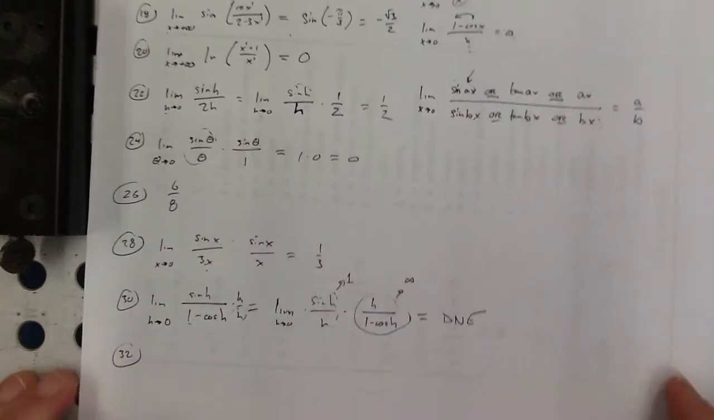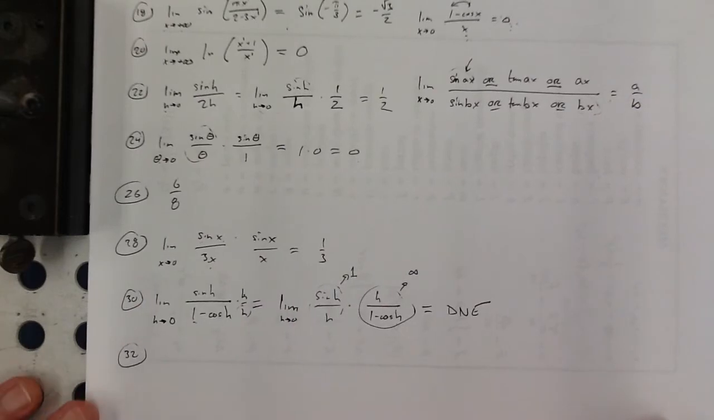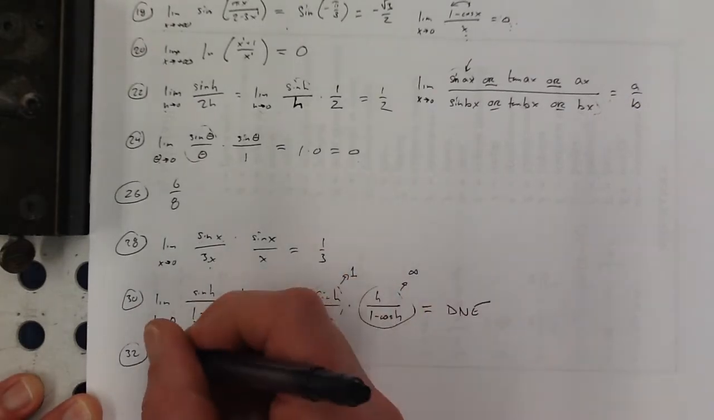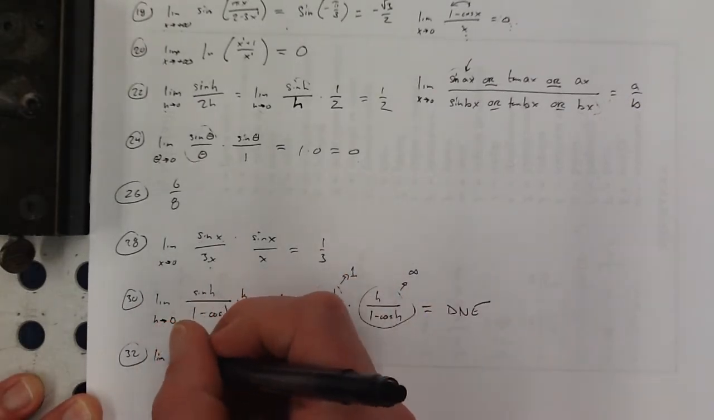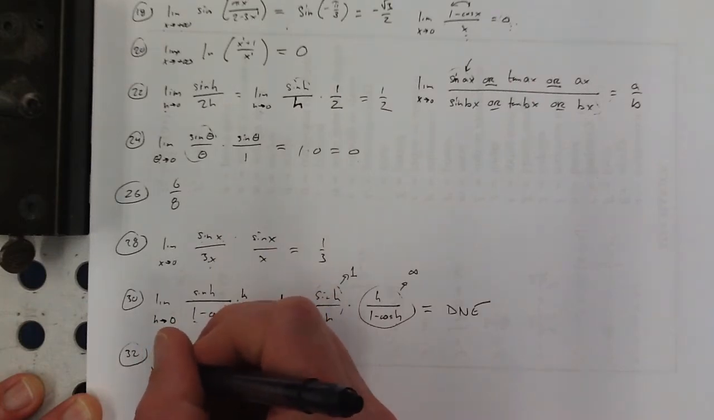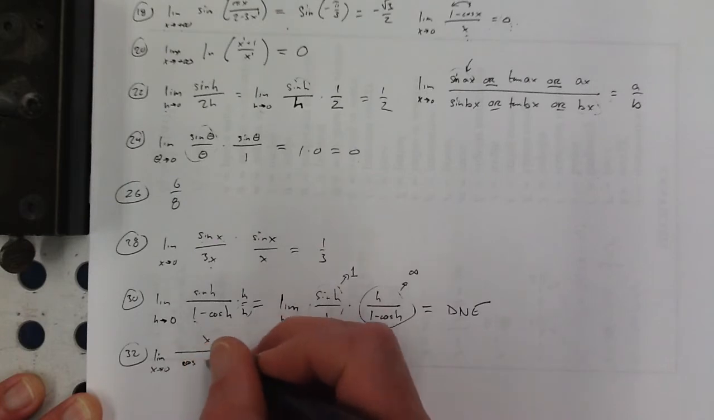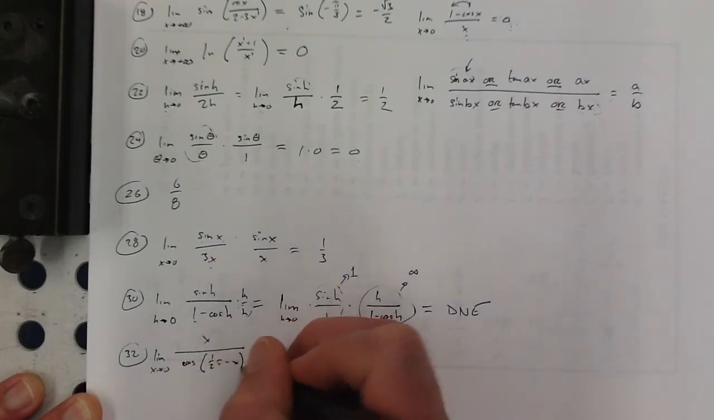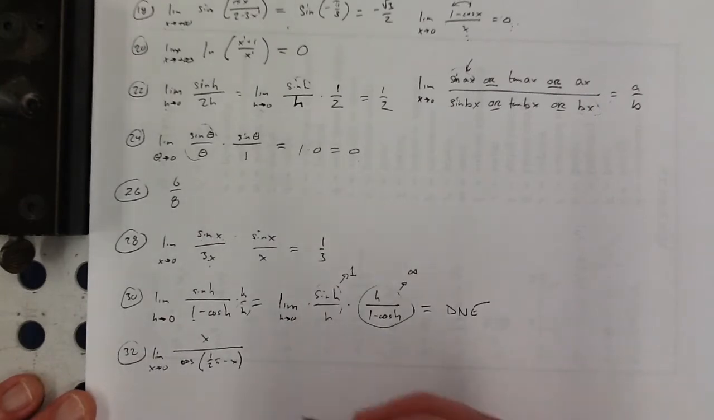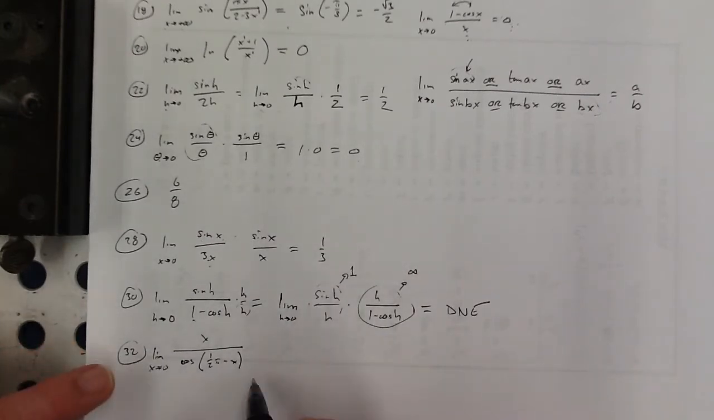All right, that was a little trickier. Let's see what we got in 32. The limit as x approaches 0, x over cosine of 1/2 pi minus x. Let's see, that's interesting. So, oh yeah, I think I see. This is tricky.